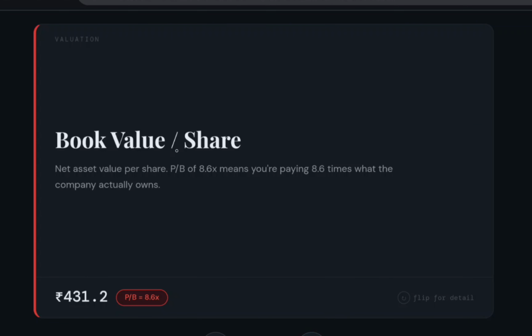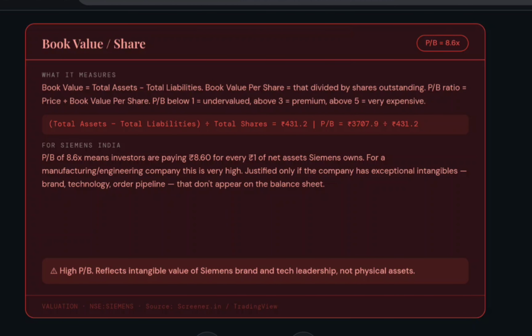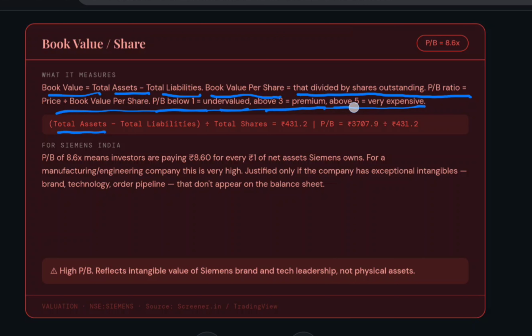Next I have captured book value per share. I try to capture the net asset value per share. PB of 8.6 means you are paying 8.6 times what the company actually owns. Let's see more on this part. You can see book value per share. Here PB is 8.6 times. Book value is total assets minus total liabilities. Just understanding this, PB below 1 is undervalued, above 3 premium and above 5 very expensive. So fundamentally, PB of 8.6 multiple means investors are paying 8.6 rupees for every 1 rupee of net assets Siemens owns. For a manufacturing or engineering company, this is very high.